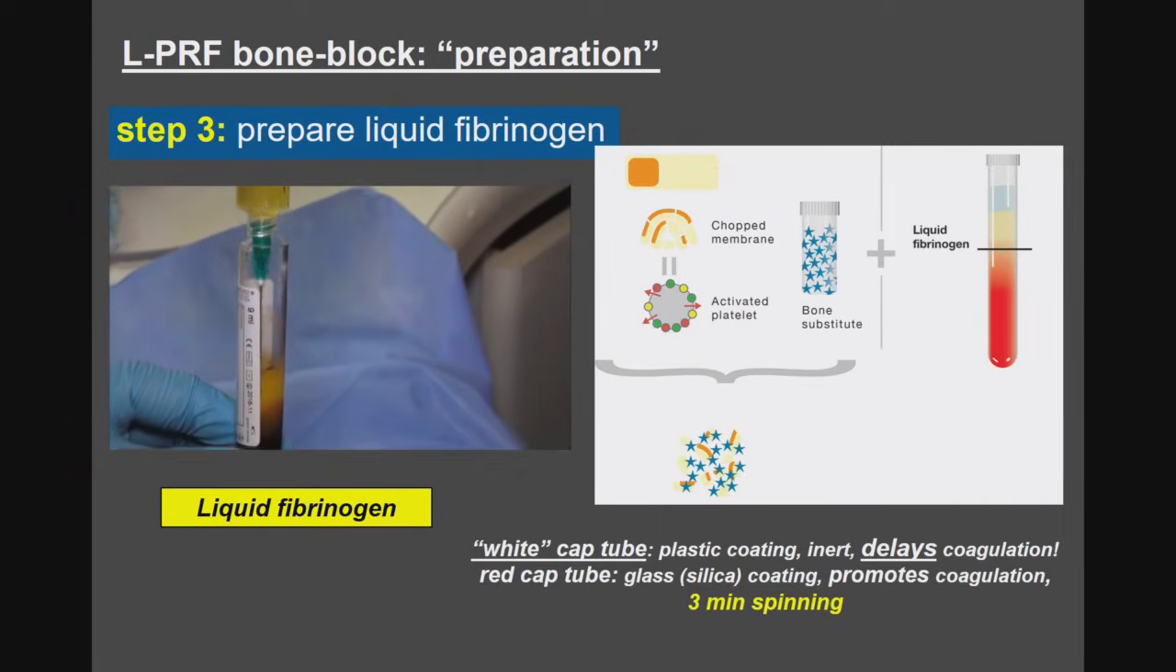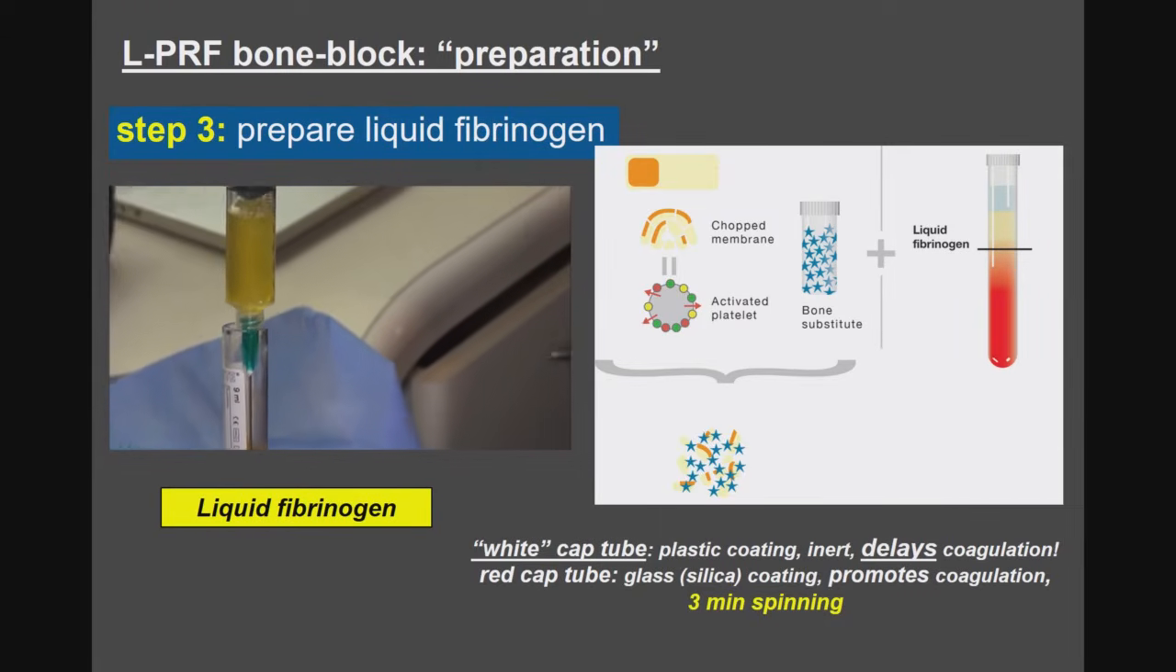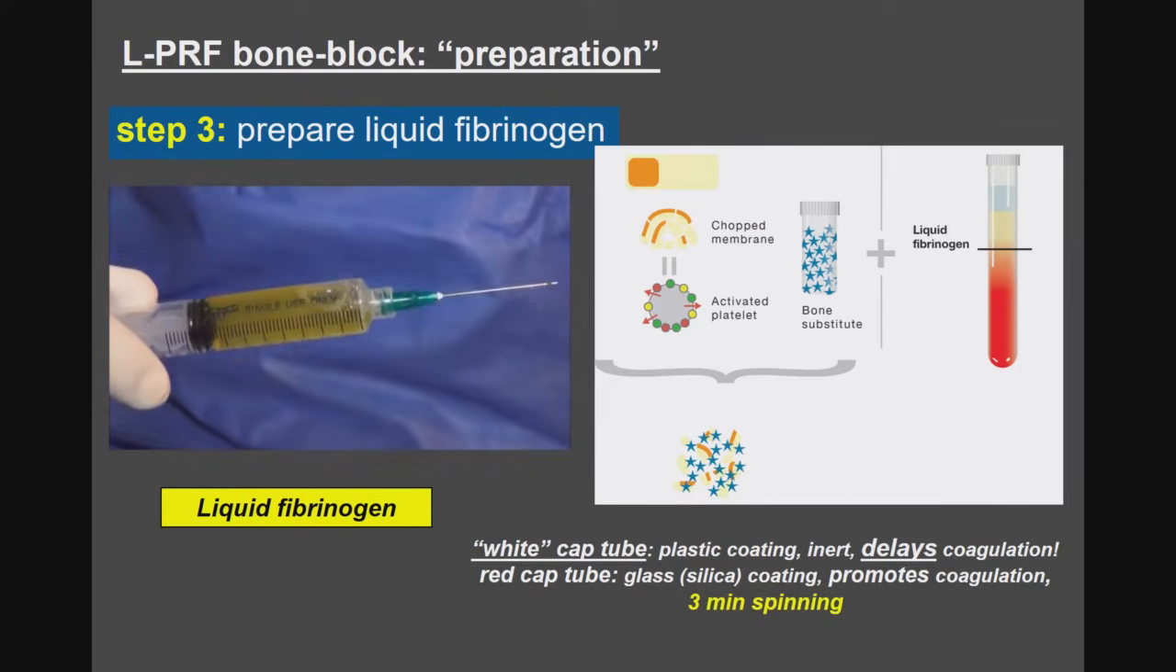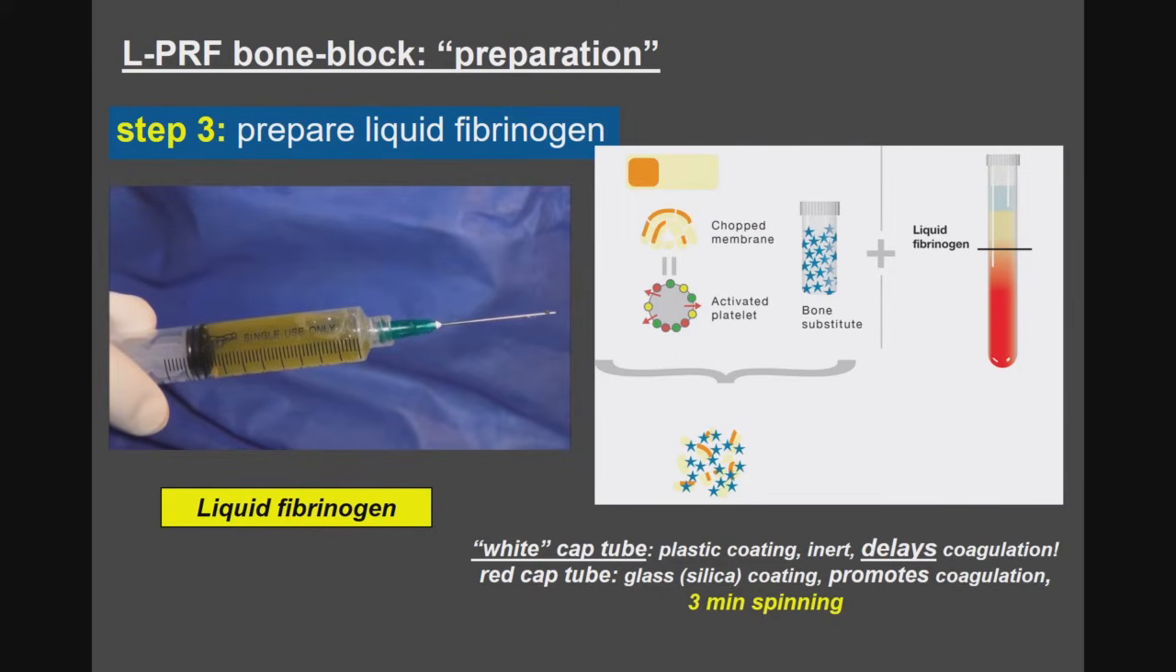In a third step, we have to collect liquid fibrinogen. For that, we are going to use another type of tube with a plastic coating on the inside, with an inert surface, and this to delay the coagulation. These tubes you have to spin for 3 minutes. After 3 minutes, you will see a nice separation with a nice yellow liquid on the top, and that is the liquid we need. A liquid that contains a lot of fibrinogen.